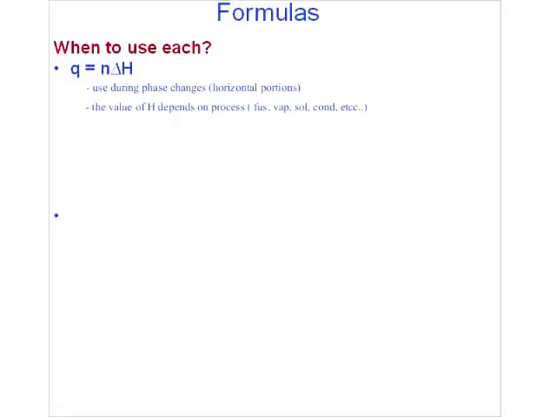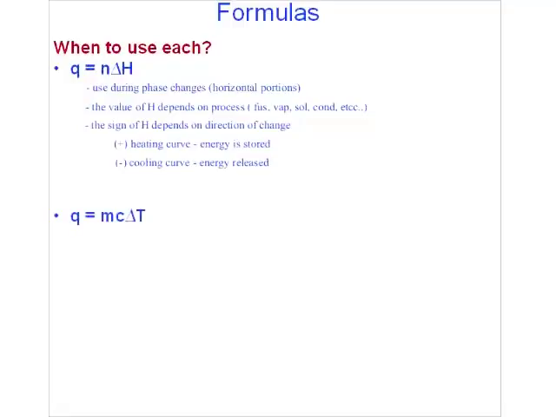And it depends on what the state of matter is and what the phase change is, so whether it's fusion, vaporization, solidification, condensation, depending on what direction we're going in. So we'd have to be able to decide what the process is. And the sign of delta H depends on whether we're heating it, plus delta H, or whether we're cooling, where the energy is being released, that would be a negative.